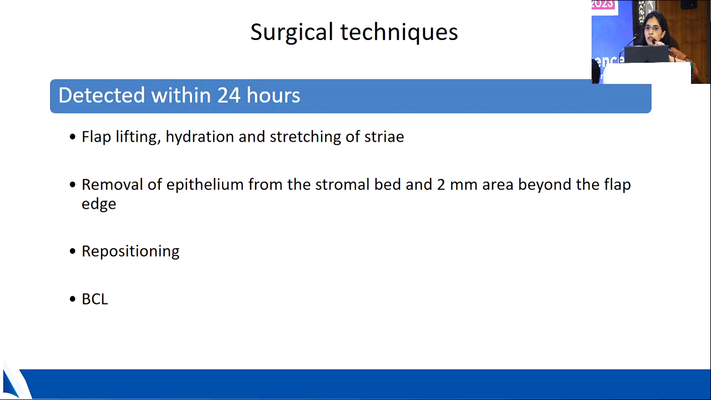So what are the surgical techniques which are employed? If a patient has presented very early, like within a few hours of visual blur, then only flap lifting, hydration of the flap and stretching of the striae may suffice. Removal of epithelium from the stromal bed and some area beyond the flap edge is required, but we can spare the epithelium over the flap surface. And then we can reposition the flap and a bandage contact lens can be applied.